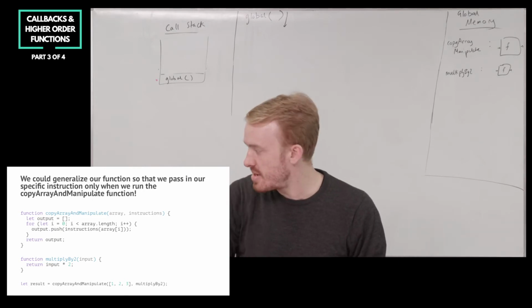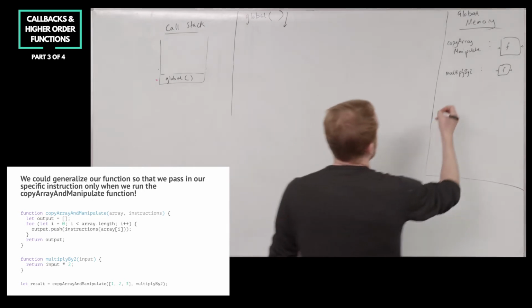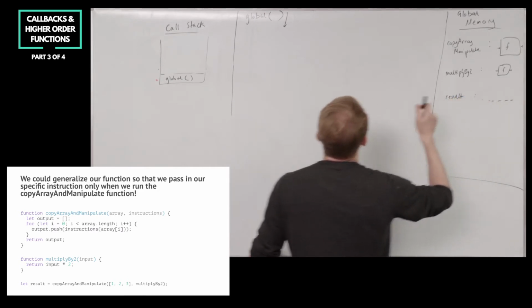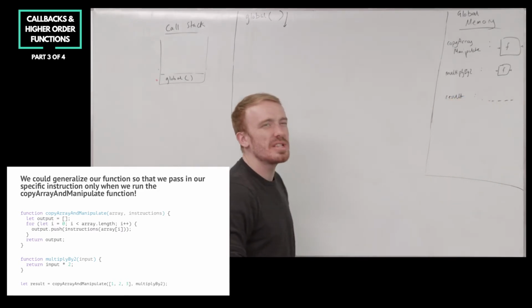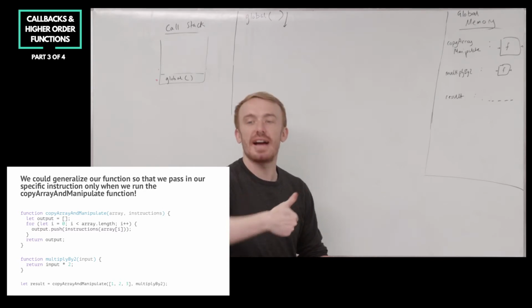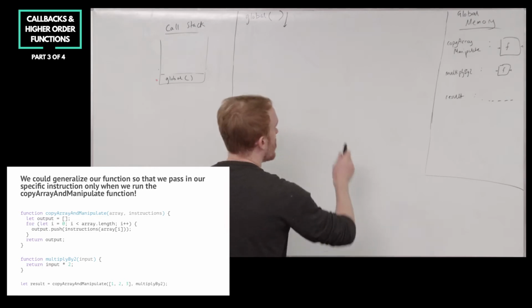Excellent. Next line, Lewis. We're declaring a variable called result, setting it equal to undefined until we get the return. I would say rather than until we invoke, even as we're invoking it, it's going to be undefined until we get the return value from the call to copyArrayAndManipulate.